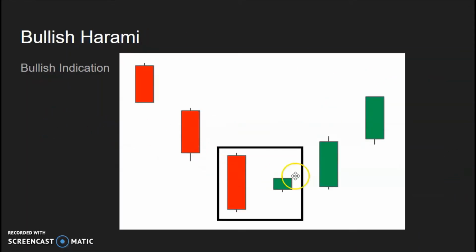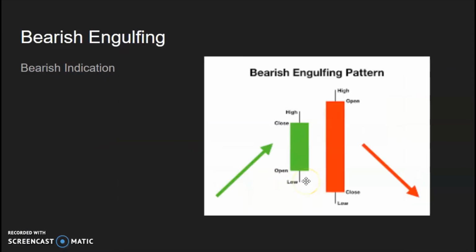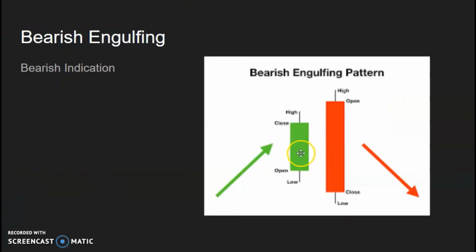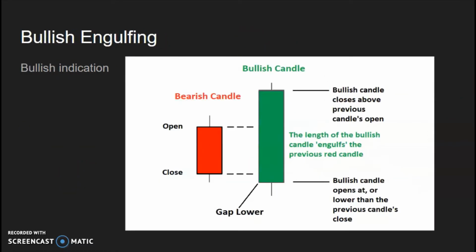Bullish again, red, green, engulfing it in a way. So the first one gets absolutely engulfed. Try to think of it like dwarfed. Okay, so bearish harami, it's dwarfed: the first candle dwarfs the second candle. But for engulfing, the first candle gets engulfed by the second candle. And again, bearish indication for this one, but it can be bullish. Yeah, there you go, bullish engulfing.